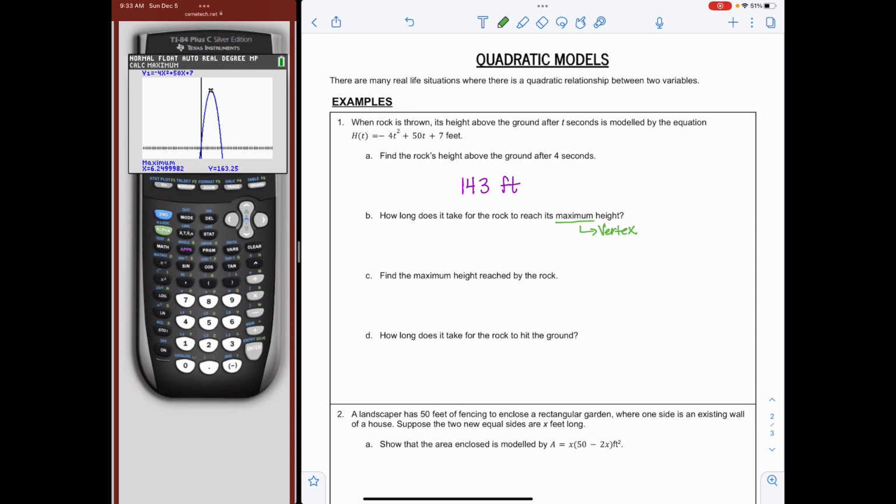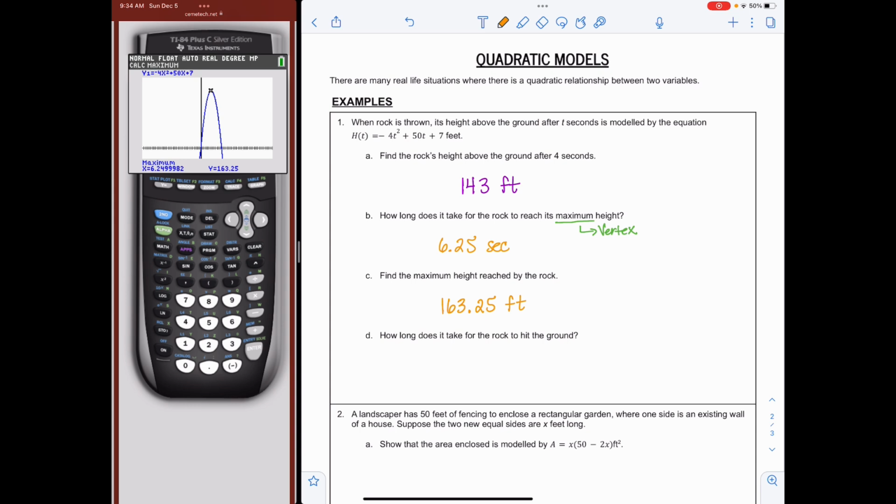Remember, if it says how long does it take, we're looking at the time. And the time is in place of x. So it's going to take approximately, in 3 sig fig, 6.25 seconds in order for it to reach its maximum height. Then it says find the maximum height. The maximum height of the rock is going to be the y value when the x value is approximately 6.25. And that y value is 163.25. And we know that that is going to be in feet.